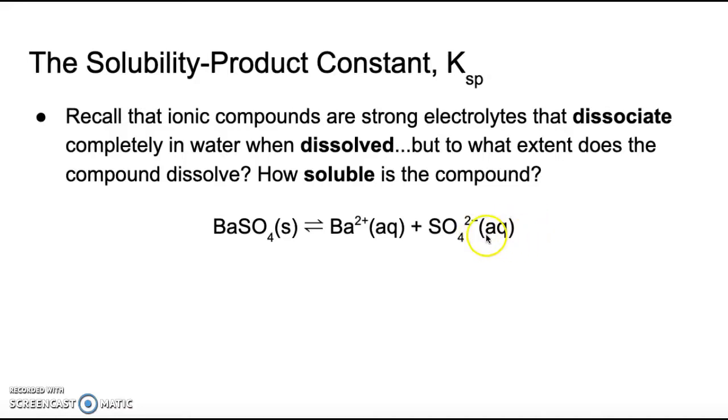Remember that we only include substances that are aqueous or gas, and in this case, they're all going to be aqueous, and that anything that is a solid or a liquid, we leave out of our equilibrium expression. So this barium sulfate on the left is going to be left out entirely. So our KSP expression, our equilibrium expression here, is going to look like this. KSP equals the concentration of barium ions times the concentration of sulfate ions. So remember, it's always products over reactants, and if there are no reactants that are aqueous or gas, we just leave those out entirely.